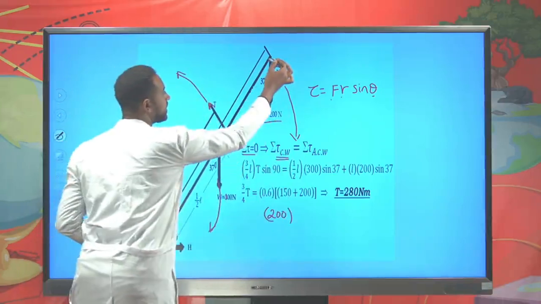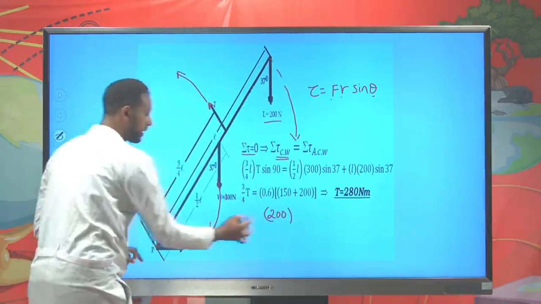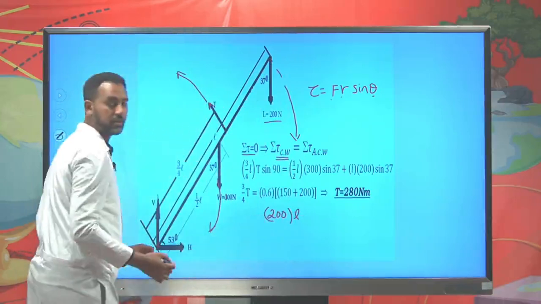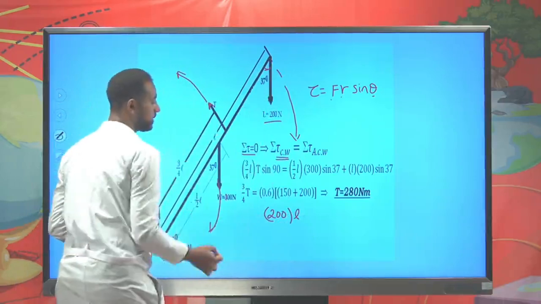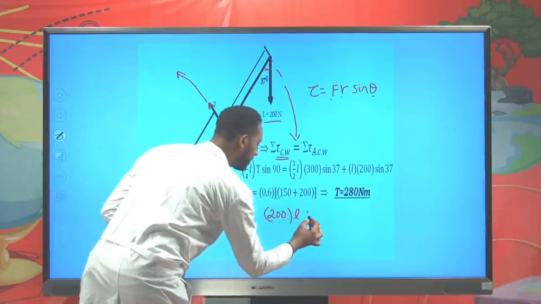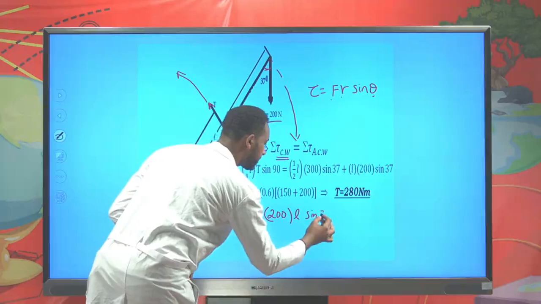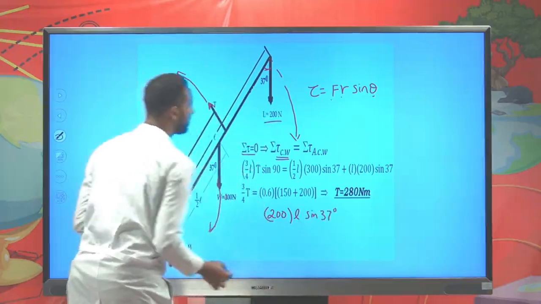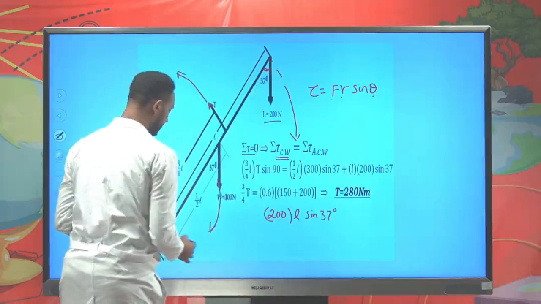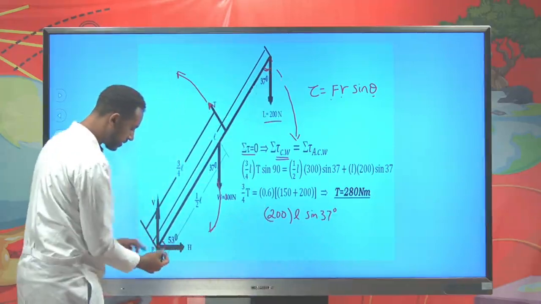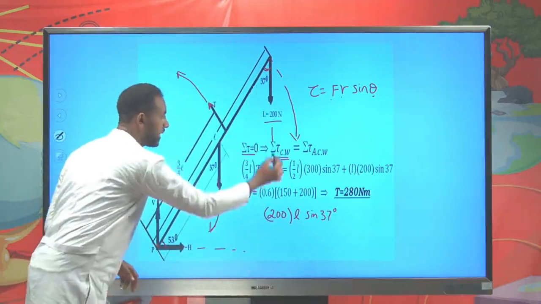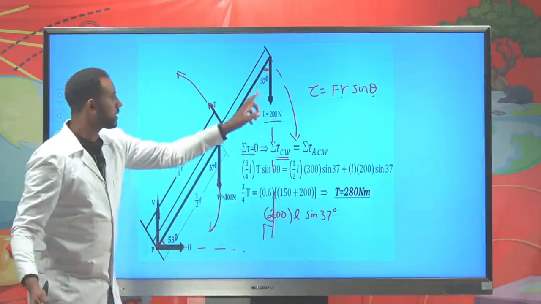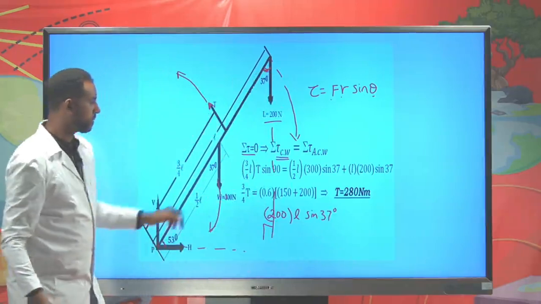200 times the distance from this to this is length L. Okay, length L. And then here you have an angle theta, and that angle theta is given to be sine 37 degree. This is sine 37 because here you have an angle 53. Okay, angle 53, so that if you project this, it's 90 degree here, so that we can find 37 degree.